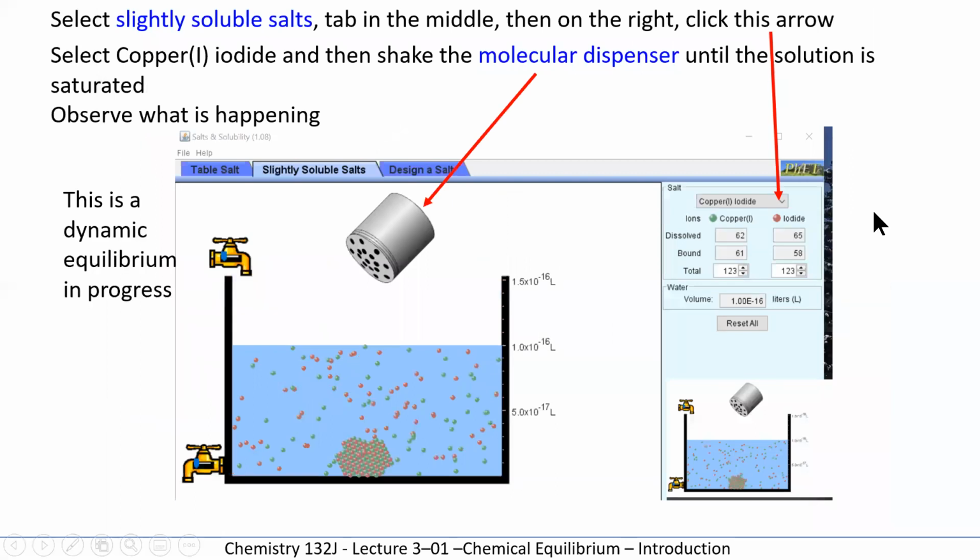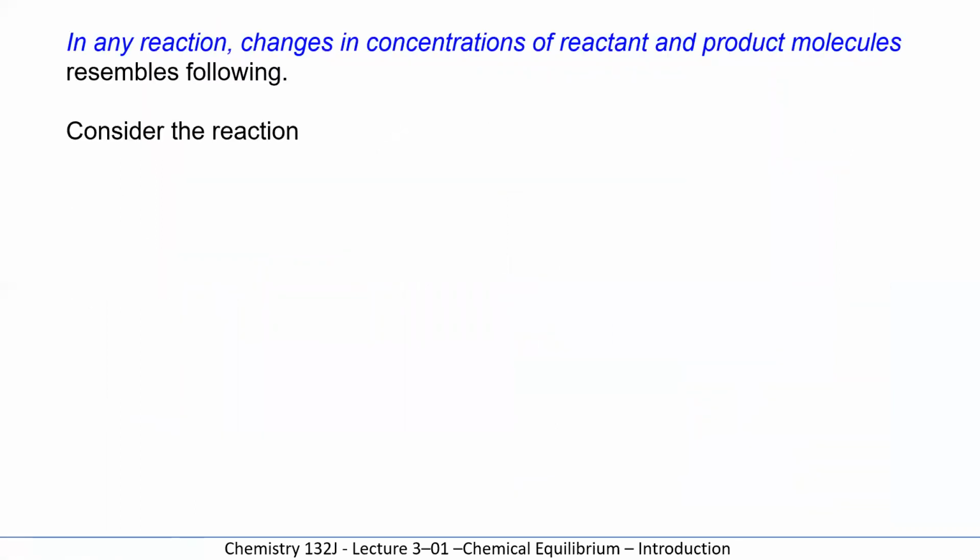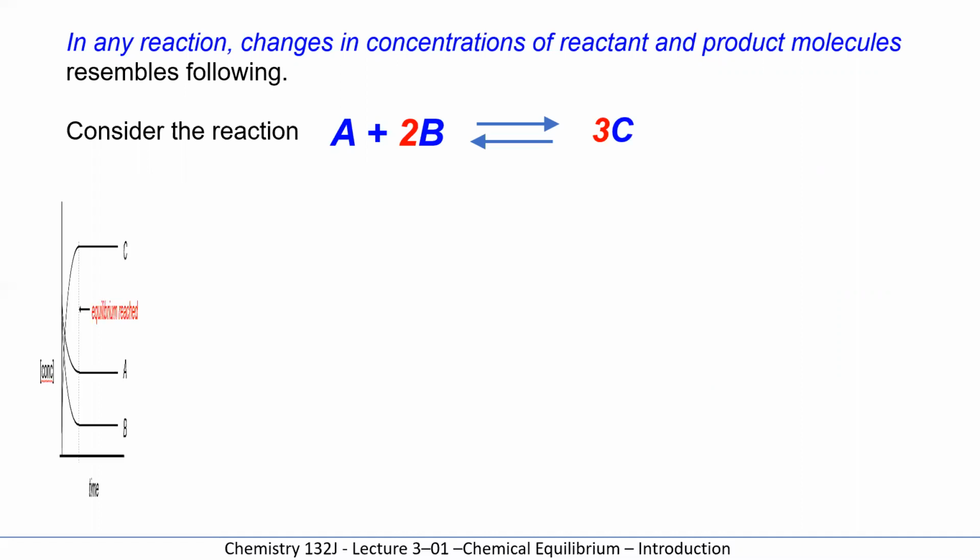So to get back here, in any reaction, the change in concentration of reactant and product molecules can represent an example like this. Here we have two reactants, A and B, and they're in equilibrium with product C. Now that's from the perspective of left to right. If you're looking at right to left, of course, C is the reactant and A and B are the products. What's noteworthy is that when this system is in equilibrium, it means the rate at which A and B are converted into C is the same as the rate at which C is converted into A and B.